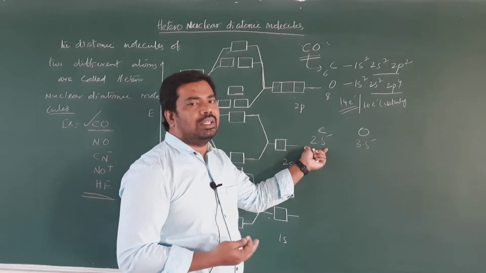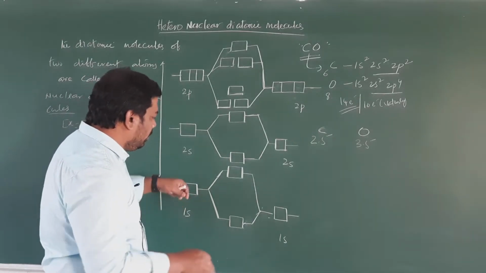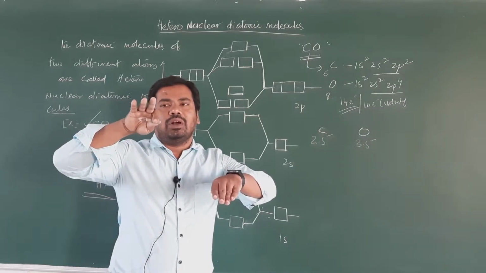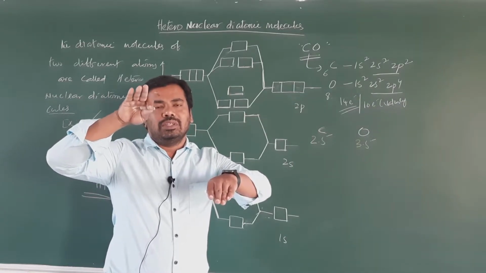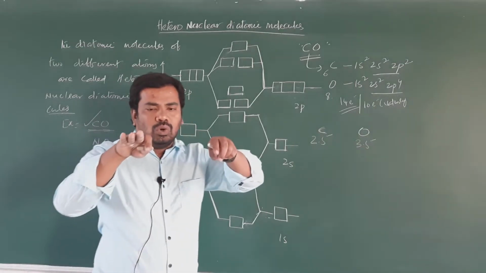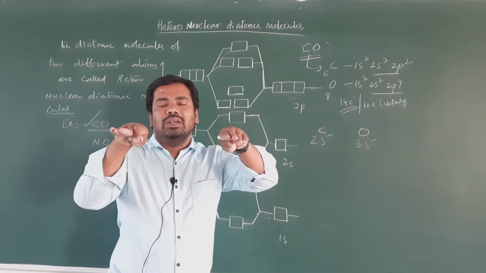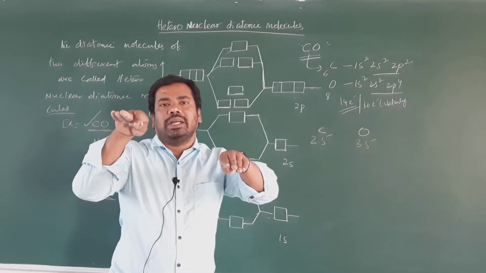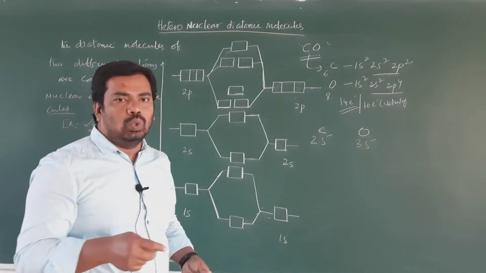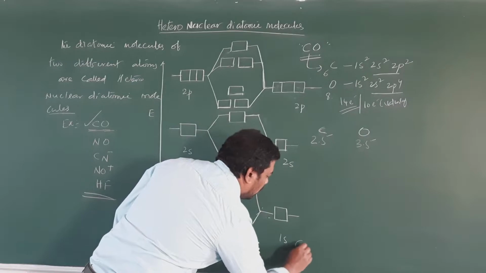Due to this lower electronegativity, the energy of the carbon atom is higher than that of the oxygen atom. Here you can see the energy difference. This is the carbon atom, which has low electronegativity, so its energy is more compared to the oxygen atom. Don't show the energies as equal, since two different atoms are involved. You should show the difference in the energies of the two atoms. That is very important. This is the carbon atom and this is the oxygen atom.